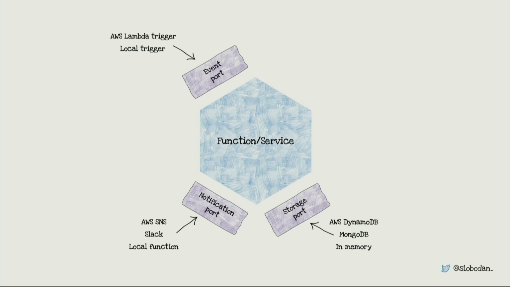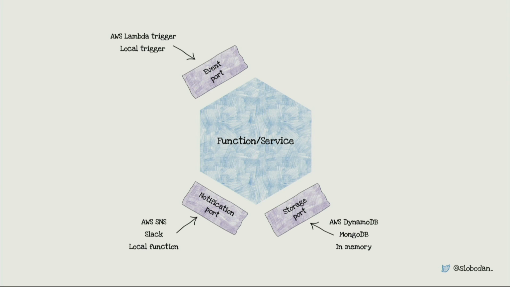So for example, let's say that we want to write some function that receives some trigger from AWS Lambda, then sends some notification to SNS or something like that, and finally stores some data into AWS DynamoDB. So the idea is to write this function in isolation, and then to have a few ports. First is the event port that has different triggers. We have the AWS Lambda trigger for production, but we also have local triggers, so we can test that locally.